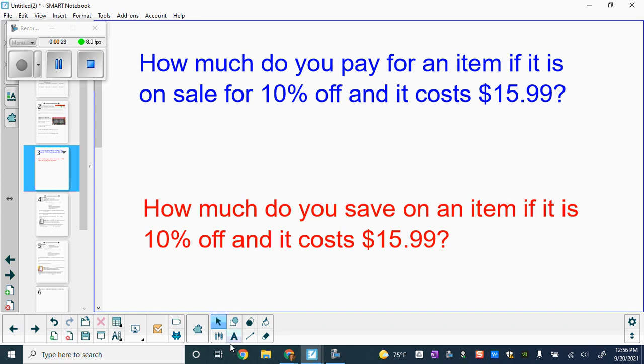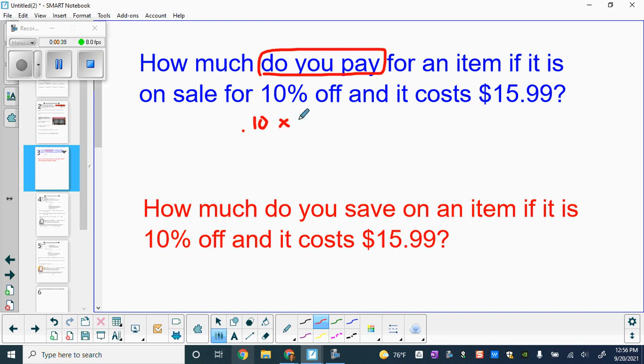And you might remember that the first question here, how much do you pay for an item? So this is going to be the one that involves subtraction because first we're going to find 10% of $15.99. And that's going to be the discount. And in this case, it's actually going to be 1.599, which would round to $1.60 off. So we're going to subtract $1.60. That's how much we would save.